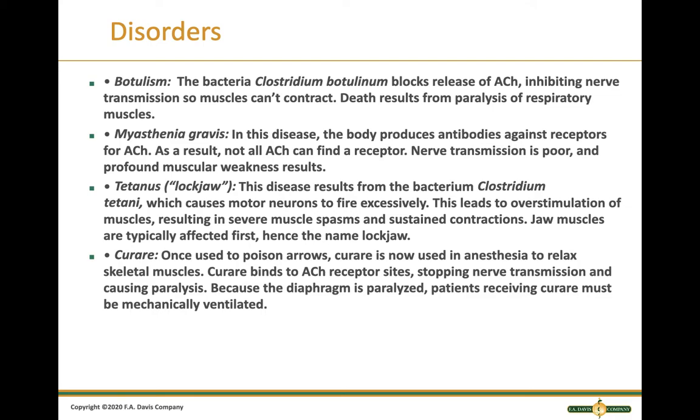Curare is not really a disorder, but this is what is used on poison arrows. It's used in anesthesia to relax the skeletal muscles. It binds to ACH receptor sites, and that way the ACH can't bind, so the muscle can't work. So it causes paralysis of those muscles. So if you have this, you have to be on a ventilator to breathe for you.